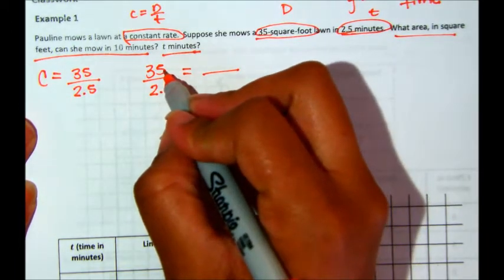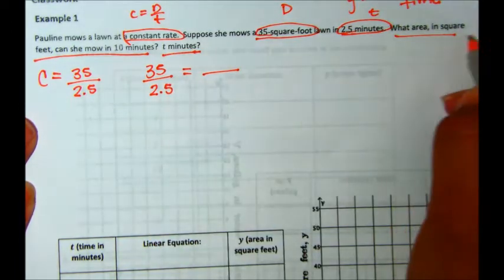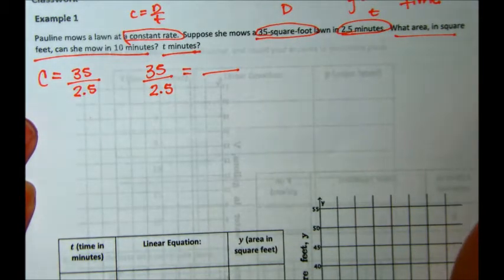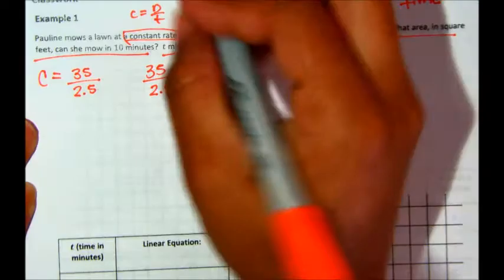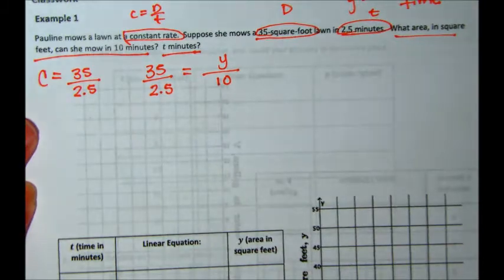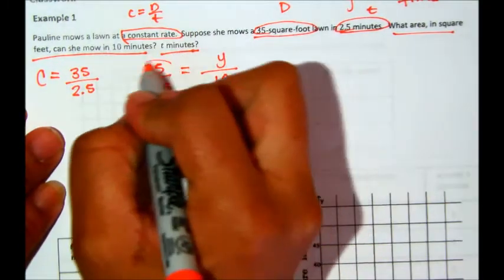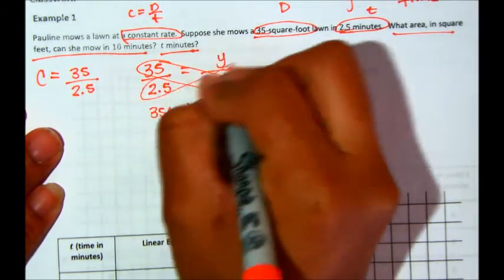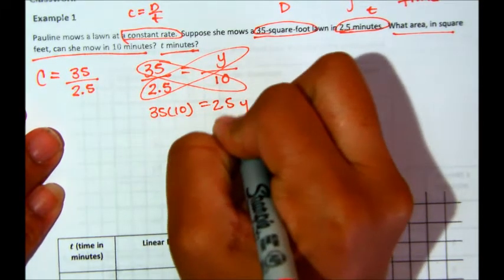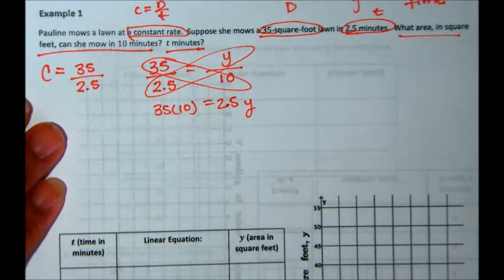Remember, 35 square feet represents my distance. Look at the question. Have we been given our distance? No, we haven't been given our distance, so we're actually going to use the variable y. But we have been given our time, so our denominator is going to be 10 to represent 10 minutes. I know the first step in solving a proportion is to cross multiply. I'm going to cross multiply these numbers, and I'm going to have that 35 times 10 is equal to 2.5 times y. At this point, I want to solve for this distance over 10 minutes.